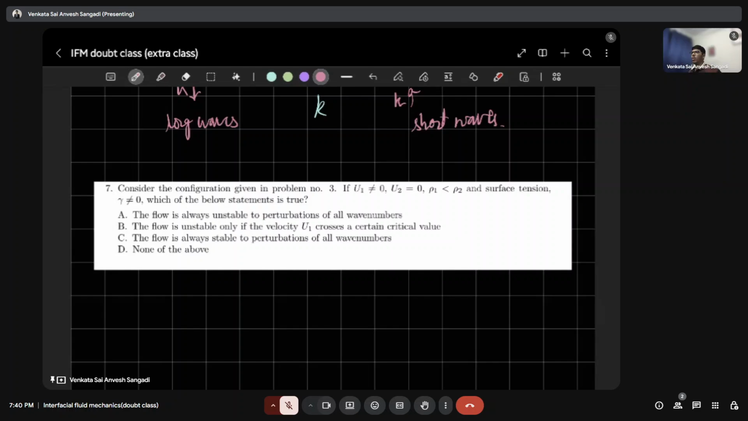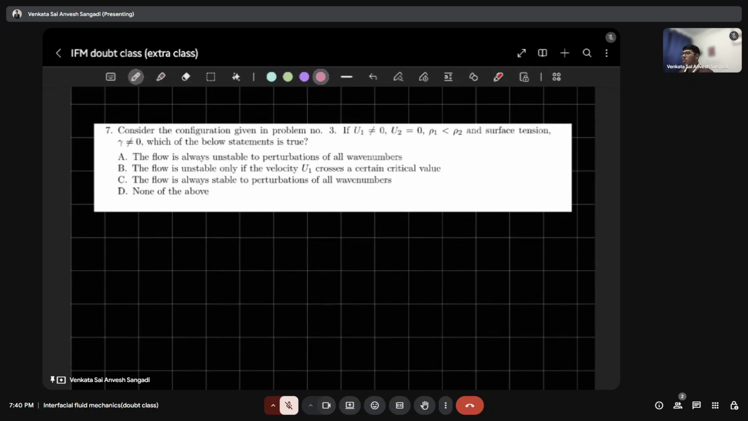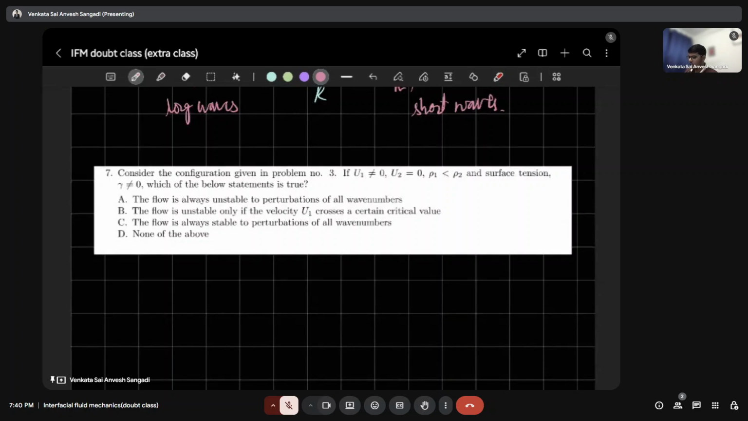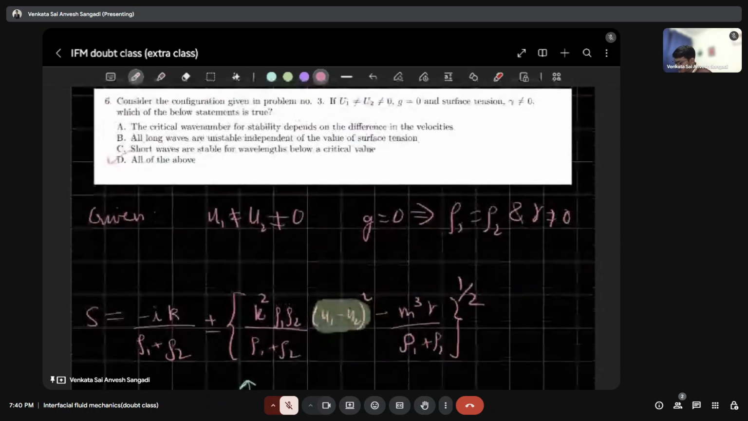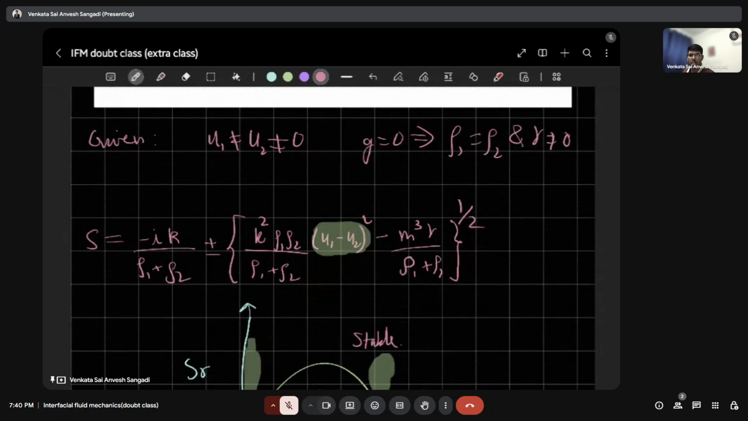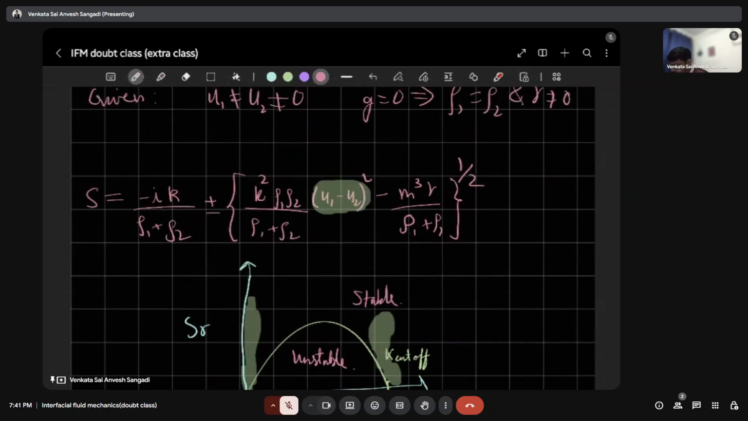The flow is unstable if the velocity u1 crosses a certain critical value, and the flow is always stable to perturbation of all wavelengths. So we'll write down S again for this question, and let's copy the S. Okay, I'll rewrite the S term here again.